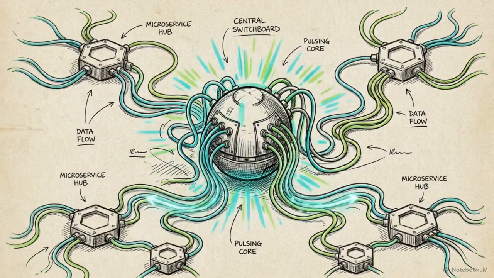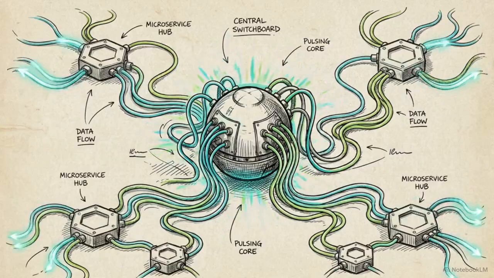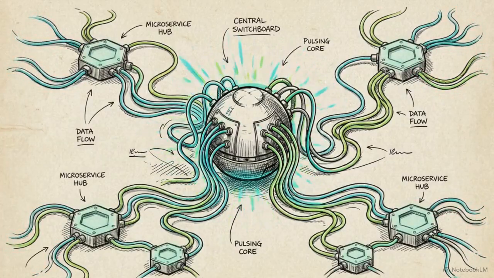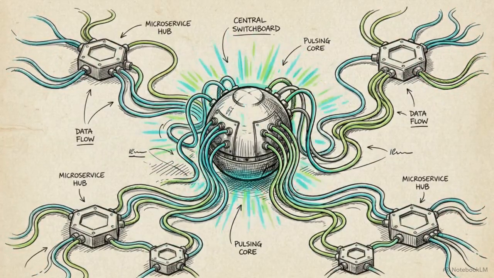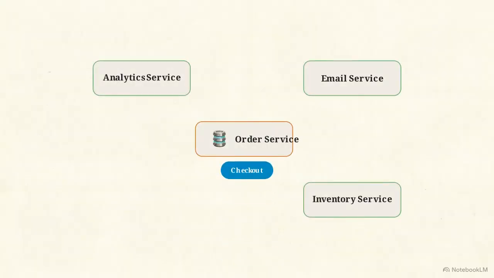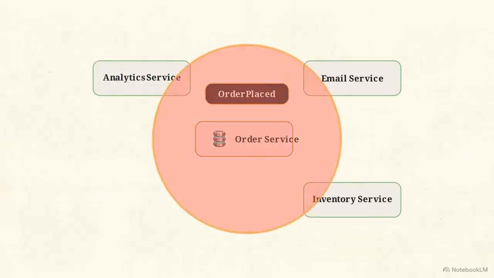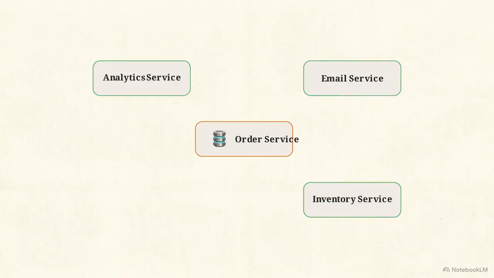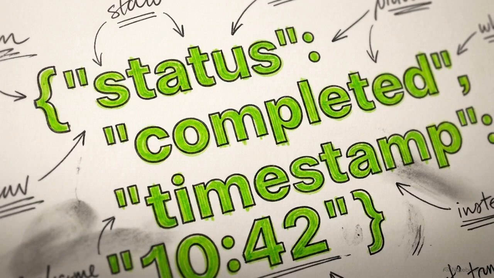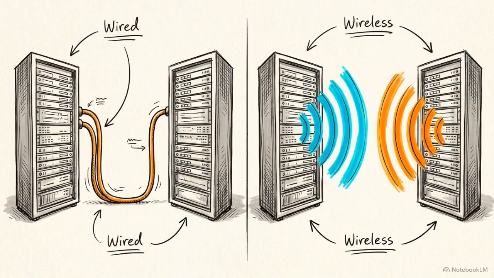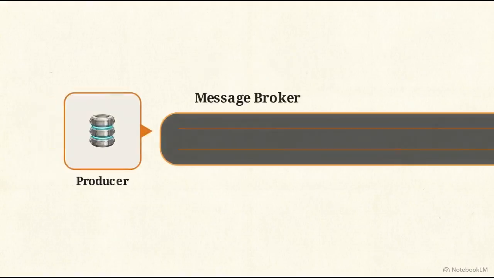It replaces direct point-to-point requests with a centralized broadcasting system. Instead of services asking each other to perform tasks, they simply broadcast facts. When a user checks out, the order service doesn't instruct the email service to send a receipt. It merely announces the fact that an order was placed. This mechanism severs the direct dependencies between microservices. The producer of the data no longer waits for a response from downstream systems. It fires the message and immediately frees up its own resources to handle the next incoming request.